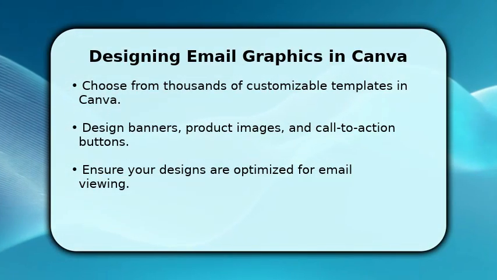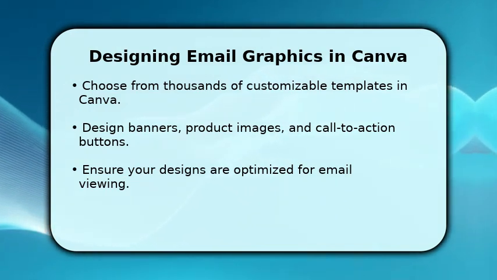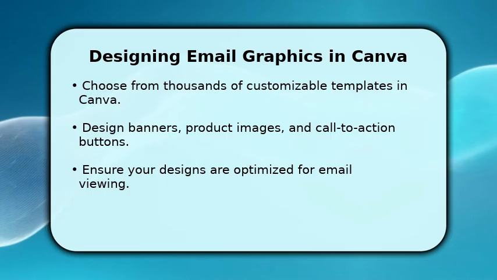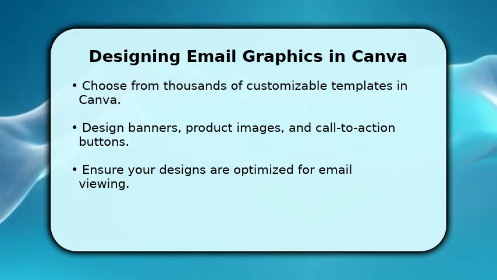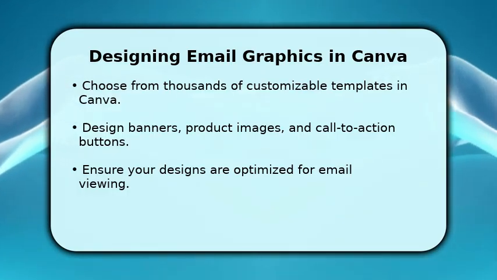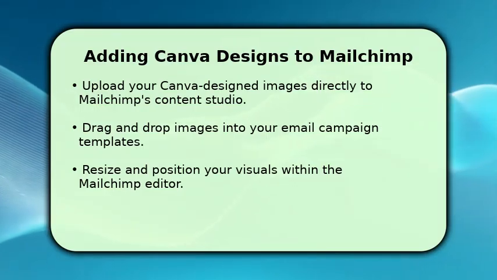When designing in Canva for Mailchimp, start by selecting a template that fits your campaign's purpose. Canva offers a vast library of options, from simple banners to complex layouts. Remember to keep your designs visually appealing and on-brand. Focus on clear messaging and strong calls to action. Once your design is perfect, export it as a high-quality image file, like a JPEG or PNG, ready for your email.